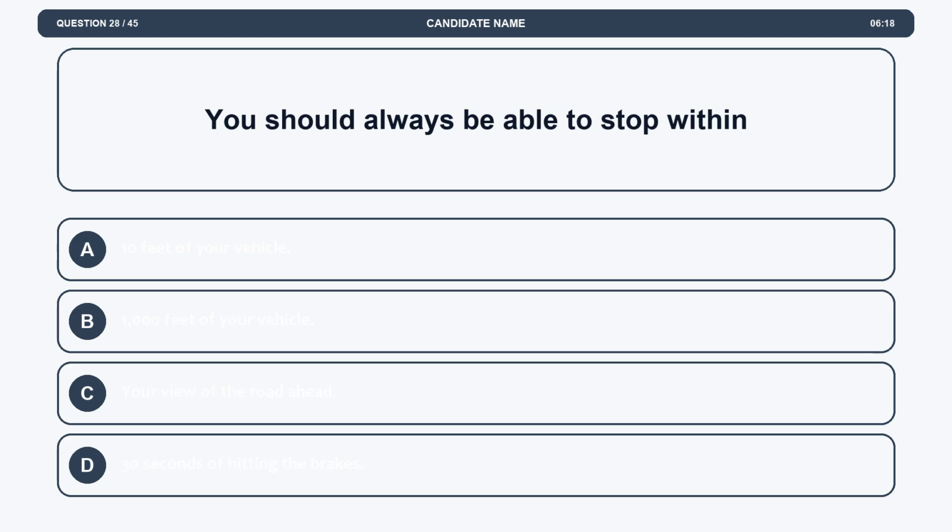Question 28. You should always be able to stop within Option A, 10 feet of your vehicle. Option B, 1,000 feet of your vehicle. Option C, your view of the road ahead. Option D, 30 seconds of hitting the brakes.